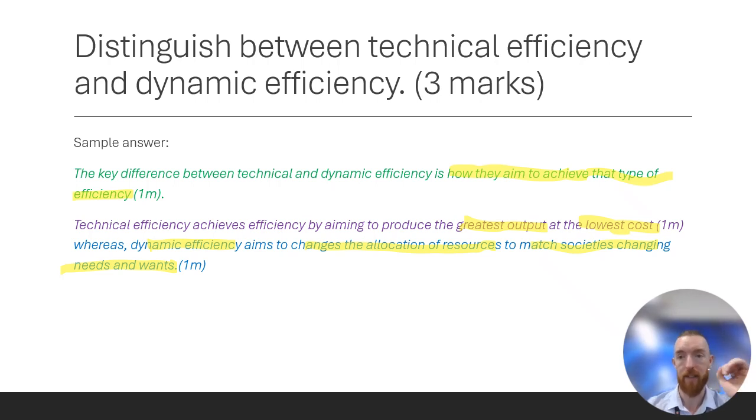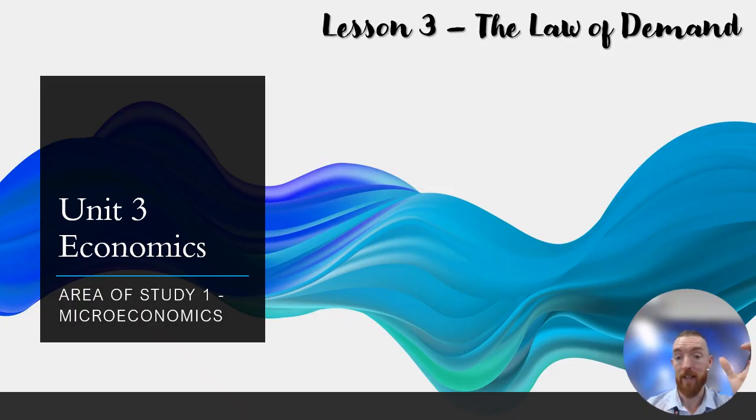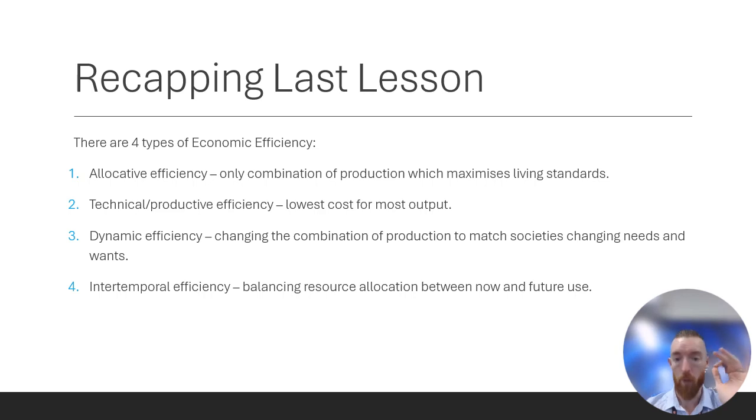They achieve it differently. So what we're going to be doing this lesson in Unit 3, Area of Study 1, is looking at the law of demand. First up, to recap what we did last lesson, there are 4 main types of economic efficiency. There is allocative efficiency, which is the only combination of production which maximizes living standards. So we could allocate our resources in many, many different ways, but there's only one perfect allocation of resources where living standards could not be higher in any other way.